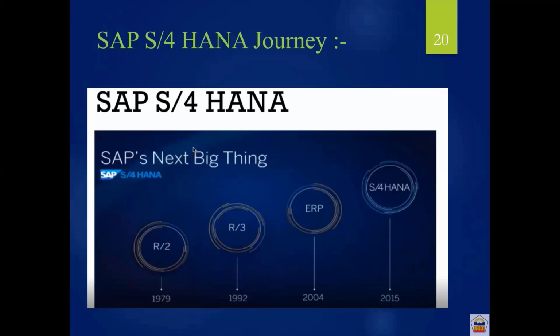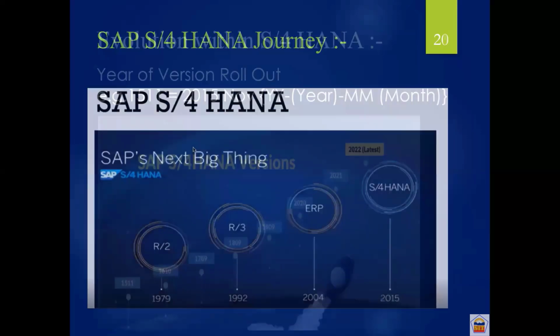This is called the business suite. In this business suite, they have provided multiple modules, and in these multiple modules, the particular requirements related to each module can be fulfilled. Then in the year 2015, they came up with a new version of SAP called SAP S/4HANA, and this came in the year 2015.